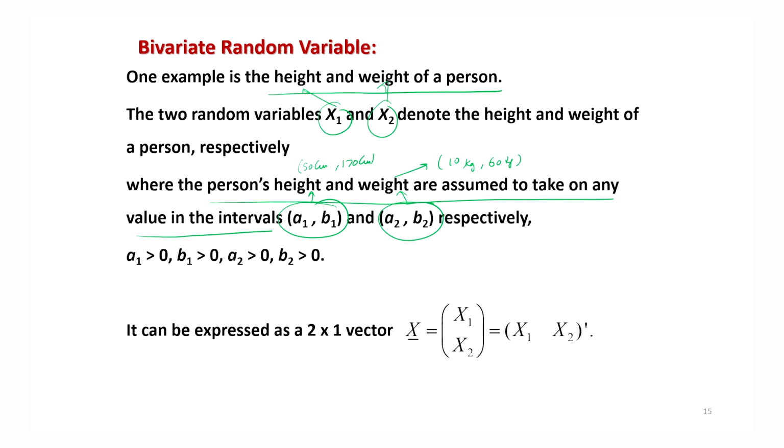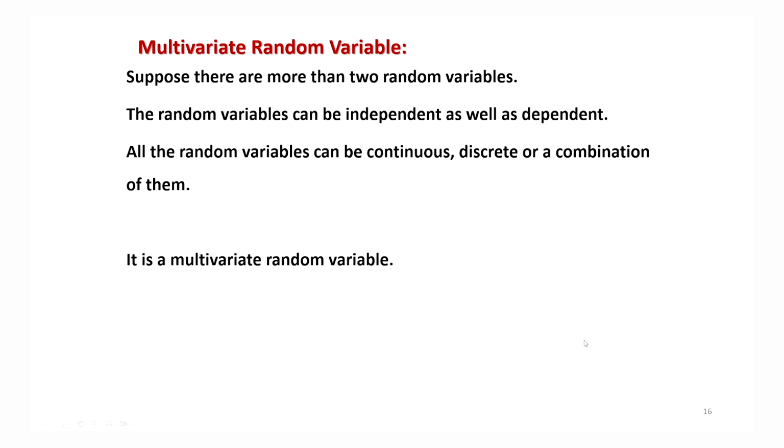So we indicate it as a vector of random variables x1 and x2, and we write this as x, a 2 cross 1 vector, or I can write it as (x1, x2) transpose. And when we have these two random variables, some other properties also come into existence.